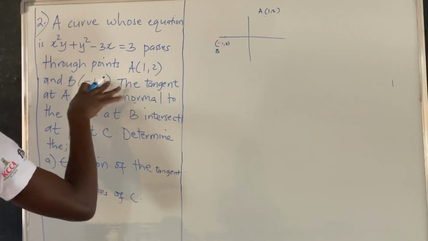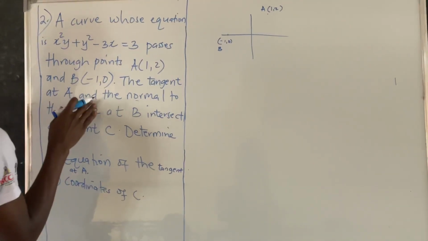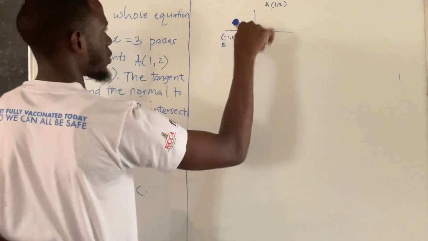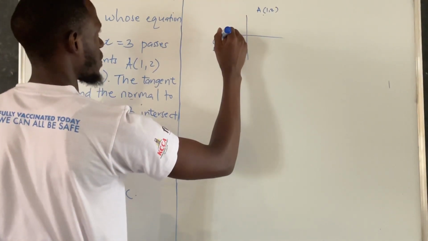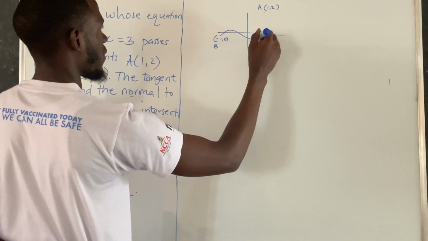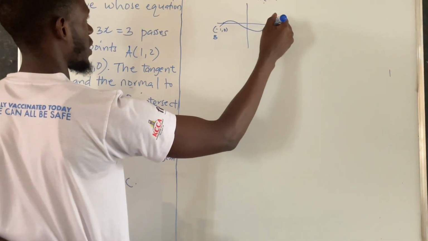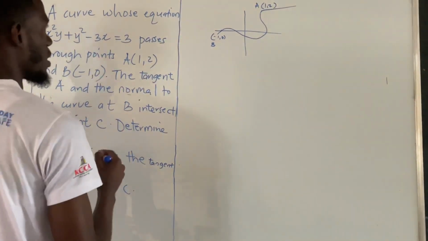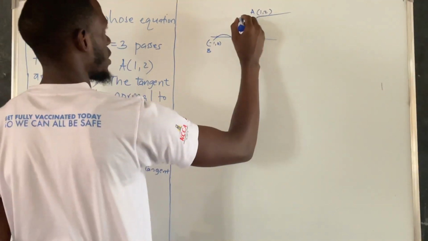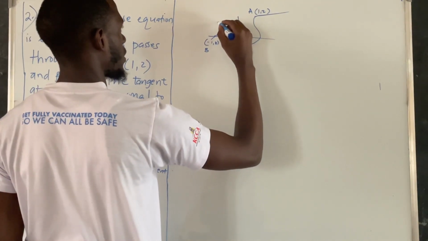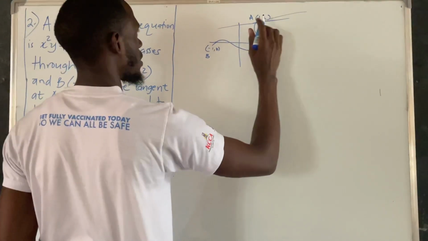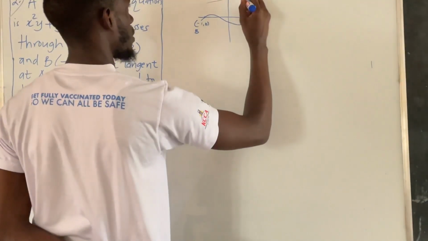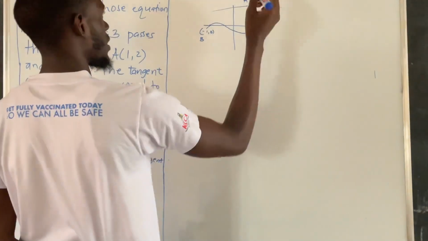Now, the tangent at A and the normal at B intersect at point C. How should I draw the curve? Let me just assume this curve passes there like that. It goes wherever it goes. I'm not saying this is the actual drawing of the curve, but let me have something drawn. Let us assume the tangent at A is something like that. This is the tangent at A.